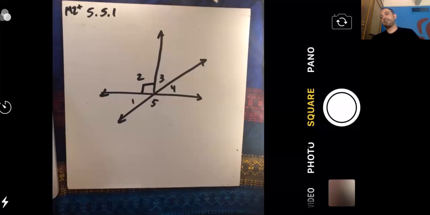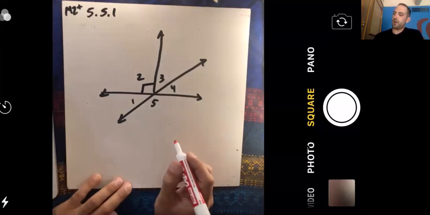All right, here we're still in 551. We're looking at all those different types of angles, and I've made just a basic example here. So think about it here.